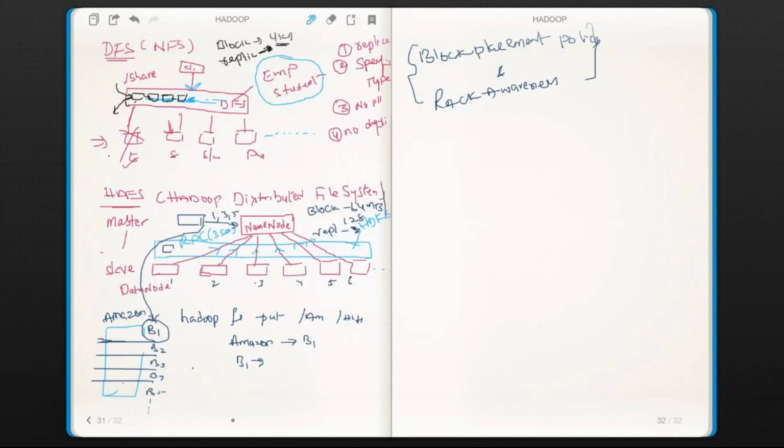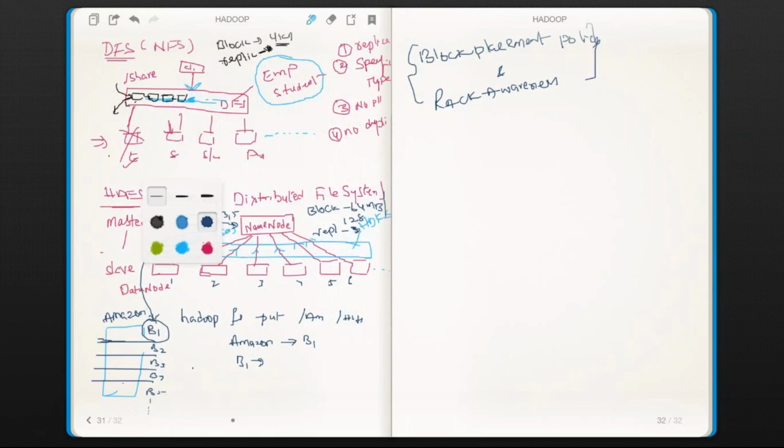Sorry, not block, machine 1, data node 1. The client is near to data node 1, so give data node 1 first. Data node 3 is next nearest, then data node 5. Based on the network distance from the client, it will sort the IP addresses and give them to the client.